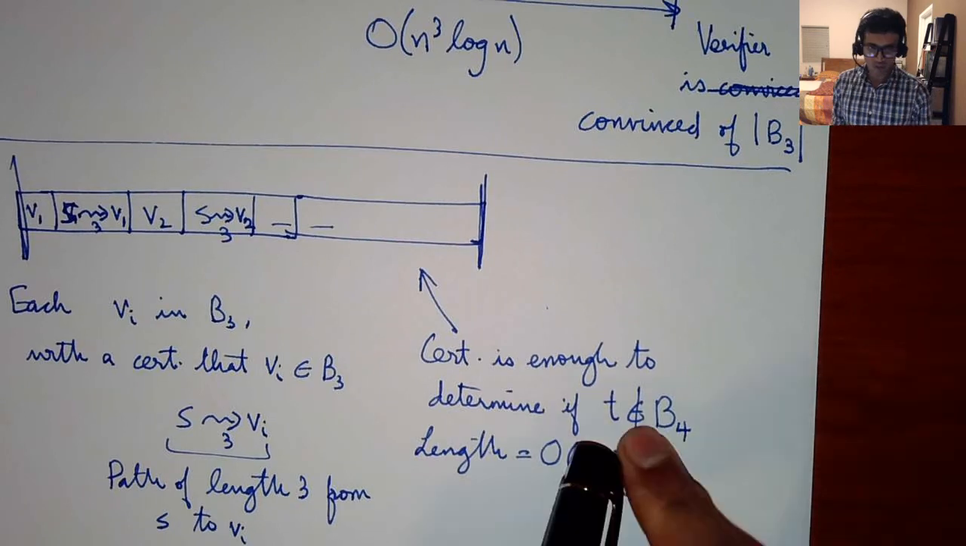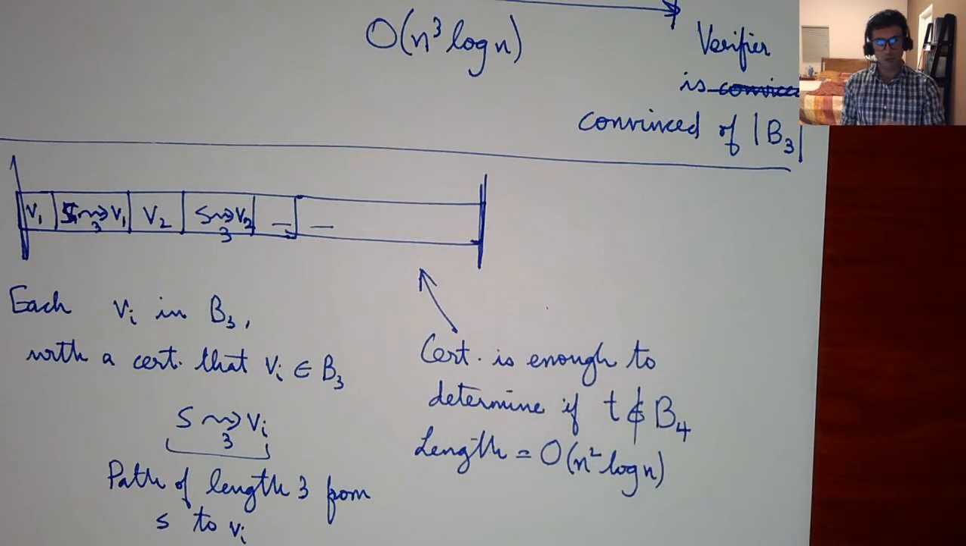And so now we have a certificate for a vertex being in B4 or not in B4, so you get all those certificates. And once all those certificates are given, then it can convince itself of the size of B4, from which it then goes to the size of B5, so on and so forth. Is this starting to make sense?